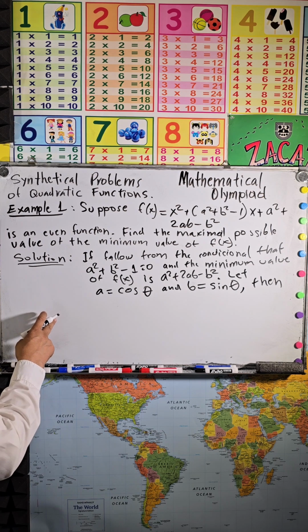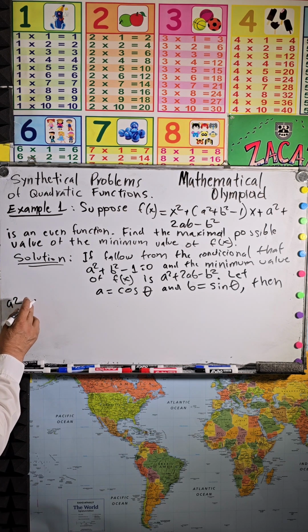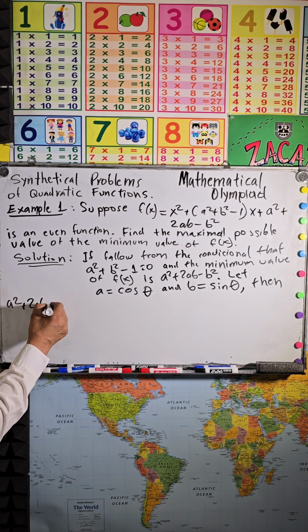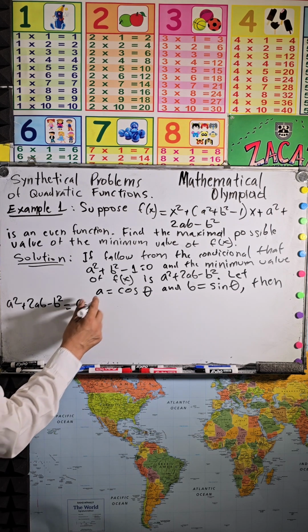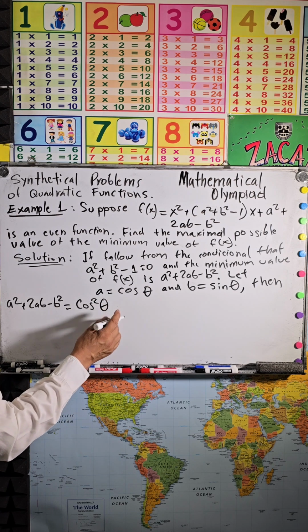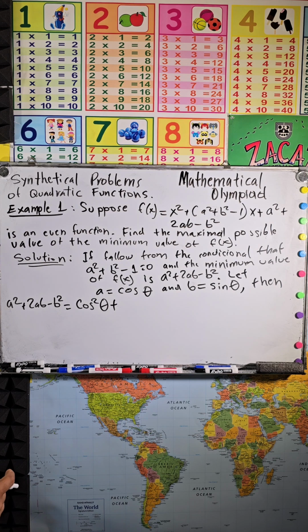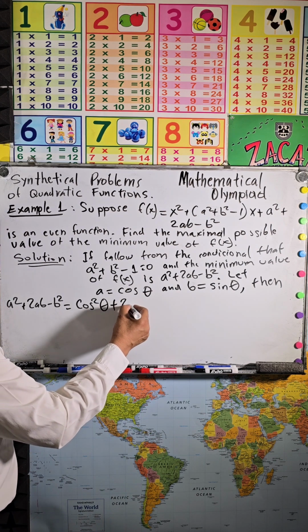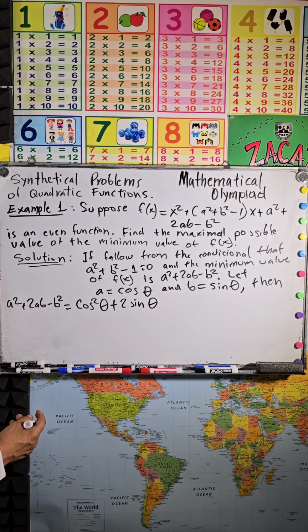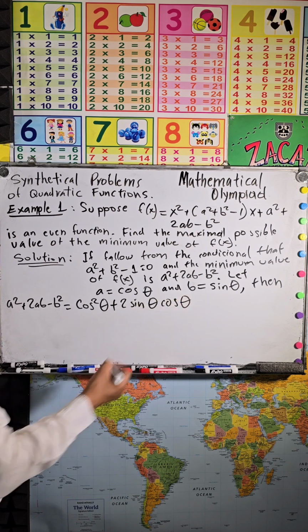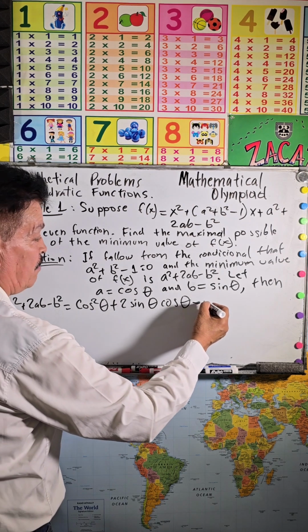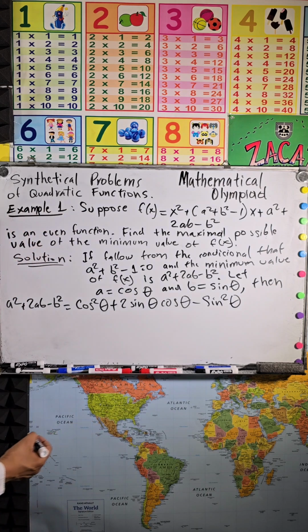We need to be careful. Let's write a squared plus 2ab minus b squared, which equals cosine squared of this angle, plus 2 sine of the angle times cosine of the same angle, minus sine squared of the same angle.